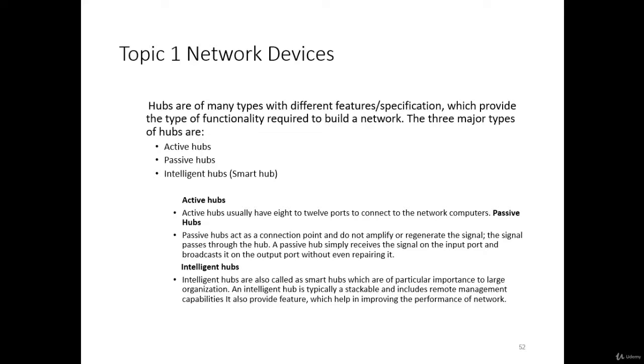A passive hub simply receives the signal on the input port and broadcasts it on the output port without even repairing it. Intelligent hub: intelligent hubs are also called smart hubs, which are of particular importance to large organizations. An intelligent hub is typically stackable and includes remote management capabilities. It also provides features which help in improving the performance of the network.